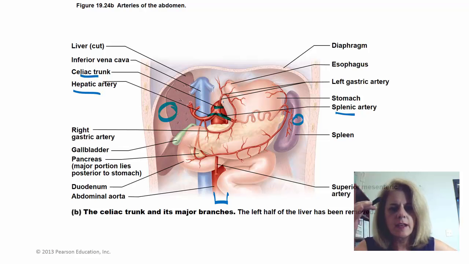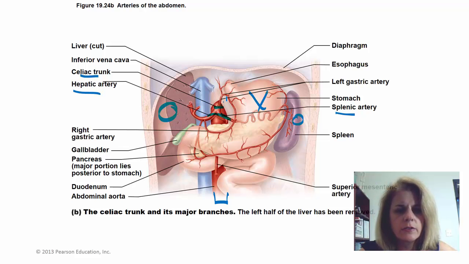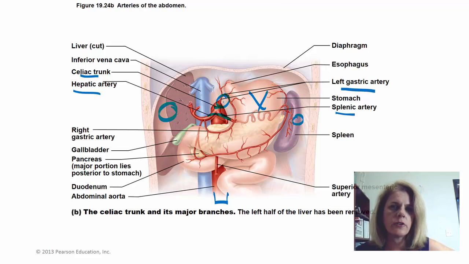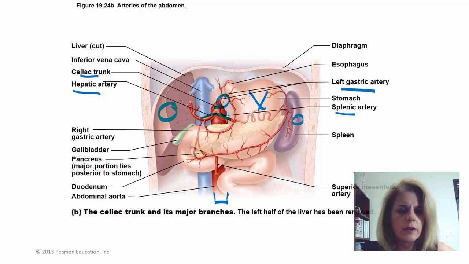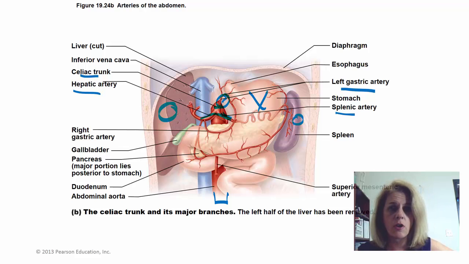And then the stomach is right here. So this is going to be the gastric artery. Gastro means like gastrointestinal, so stomach. So you have your hepatic artery, your splenic artery, and then your gastric artery coming off of the celiac trunk.